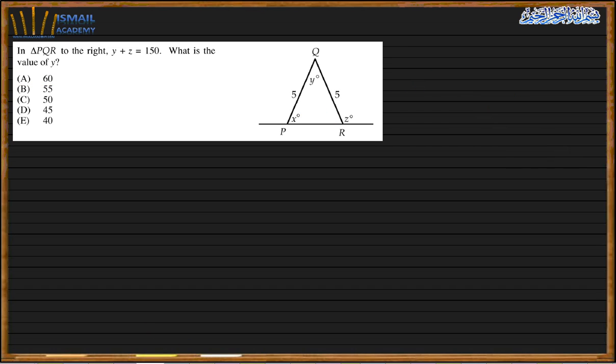Next question. Here we have the same triangle. Here they give us y plus z equals 150. This is an isosceles triangle, which means the base angles are congruent. So this is x.